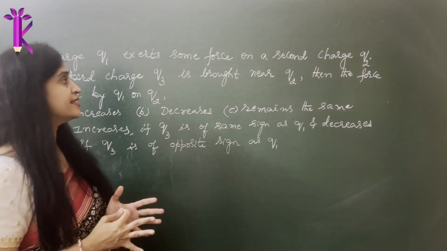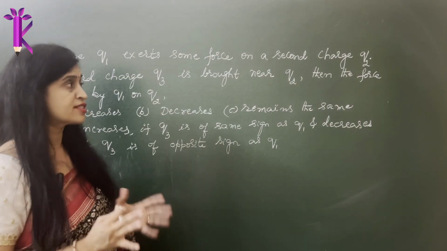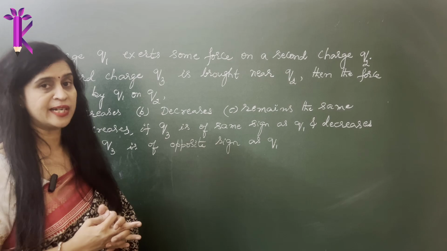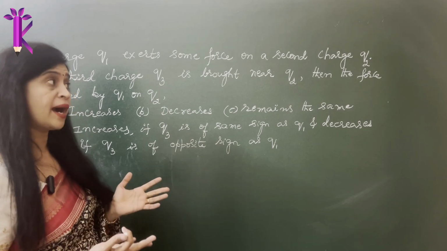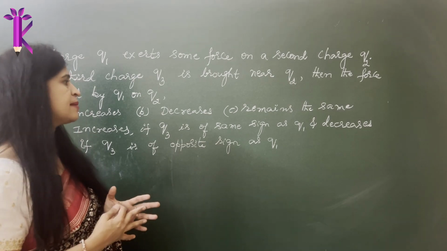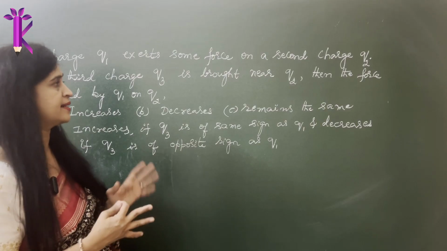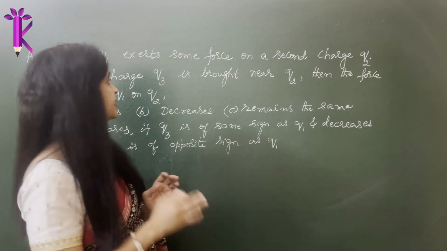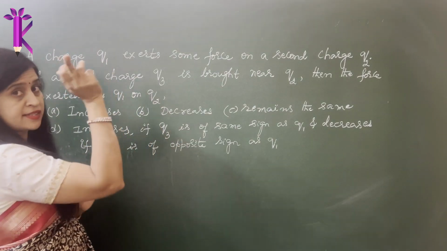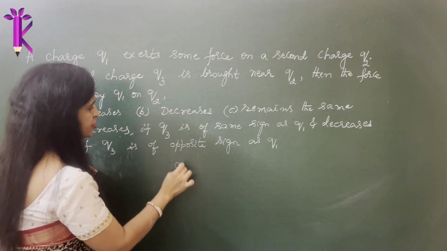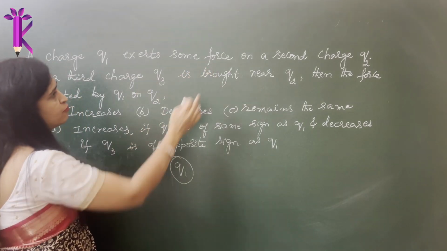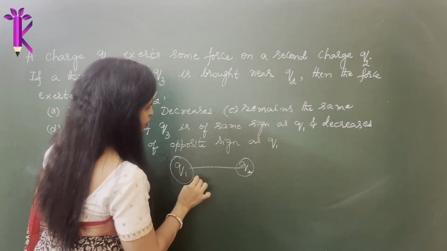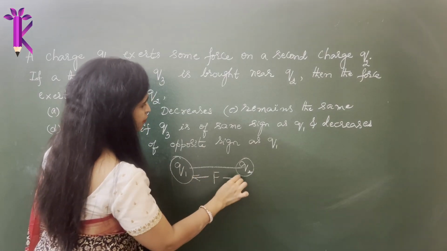Well, here's another very, very conceptual numerical, I must say, when it comes to entrance exams. You might feel sometimes some of the answers might look obvious, but these concepts must be very crystal clear. Let's read it out. There is a charge q1, let's write it out. Charge q1 exerts some force on a second charge q2. There is a force of repulsion, obviously.